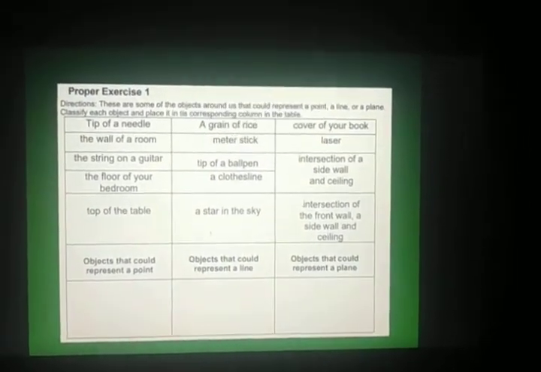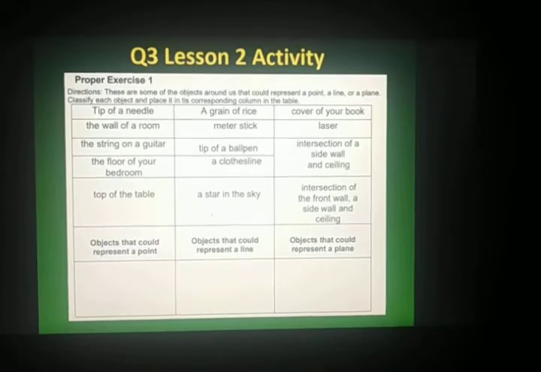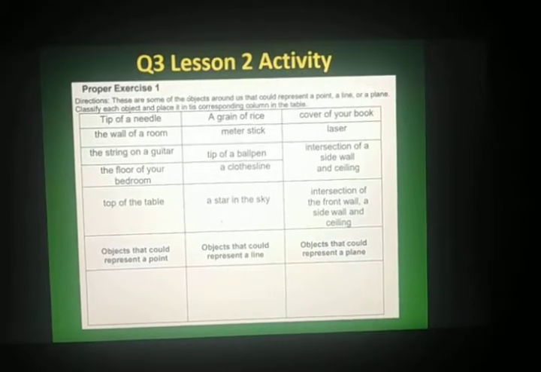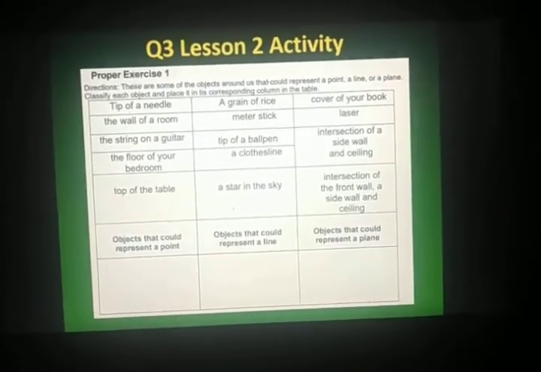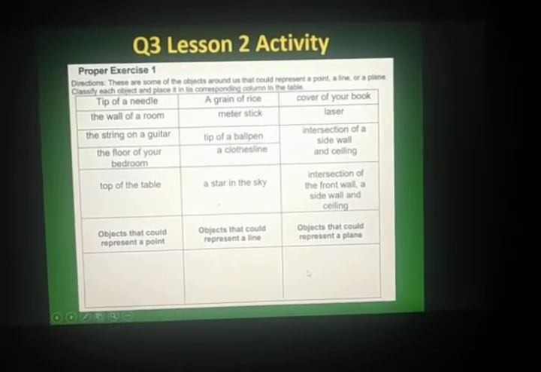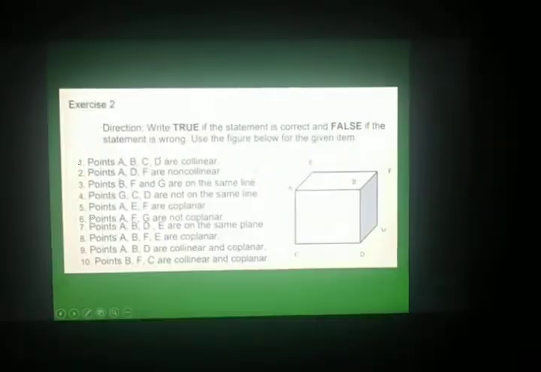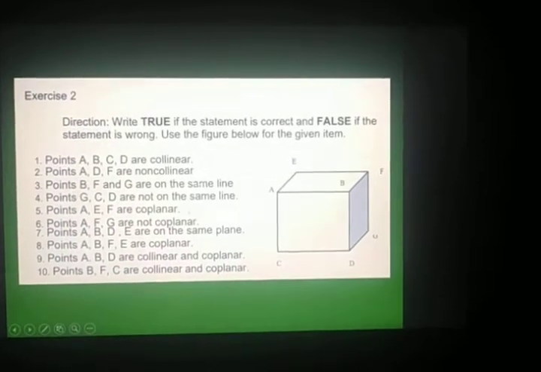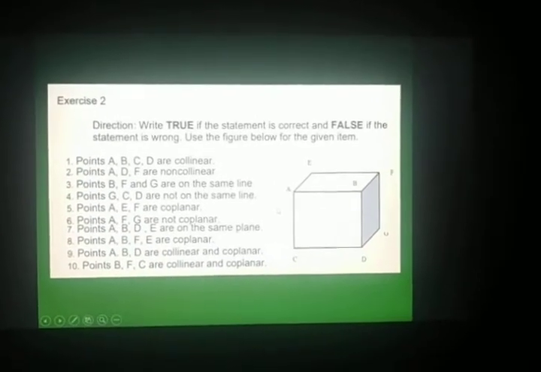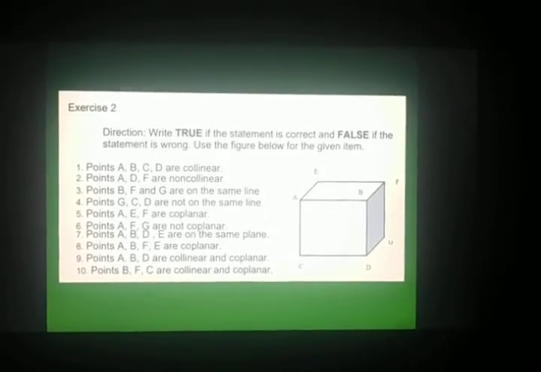Next, okay. Here is your exercise, your Quarter 3 Lesson 2 activity. Just read the directions. I have given you objects around us that represent point and line. You will write whether the objects represent a point, line, or plane. Get your answers from the given above. Test 2, we have here true or false. Based on the figure, are points A, B, C, D collinear? True or false? Okay, repeat the video so that you understand our lesson and answer exercises 1 and 2. Thank you very much.